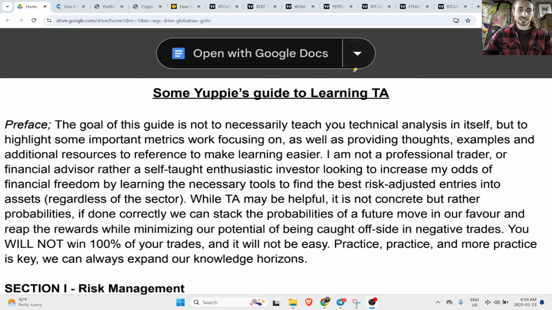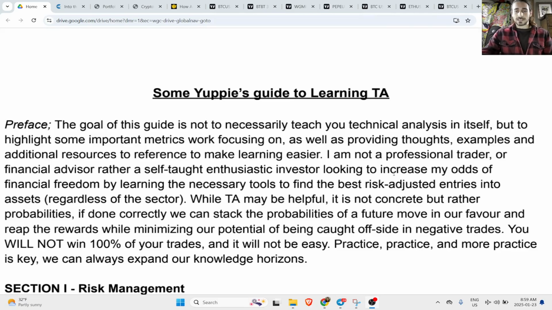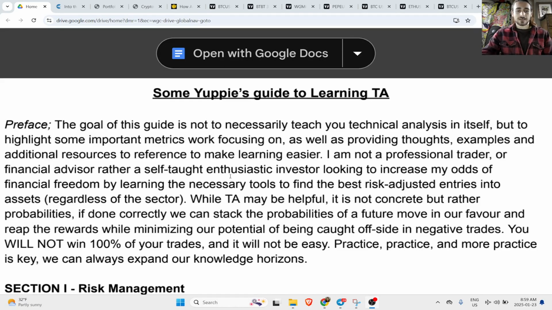I approach this. So we see here, just to preface things, the goal of this guide is not necessarily to teach you technical analysis in itself, but to highlight some of the important metrics that I focus on. We also see me providing my thoughts, examples, and additional resources to reference, just to make the learning process a little easier. I'm not a professional trader or financial advisor. I'm a self-taught, enthusiastic investor looking to increase my odds of financial freedom by learning the tools.